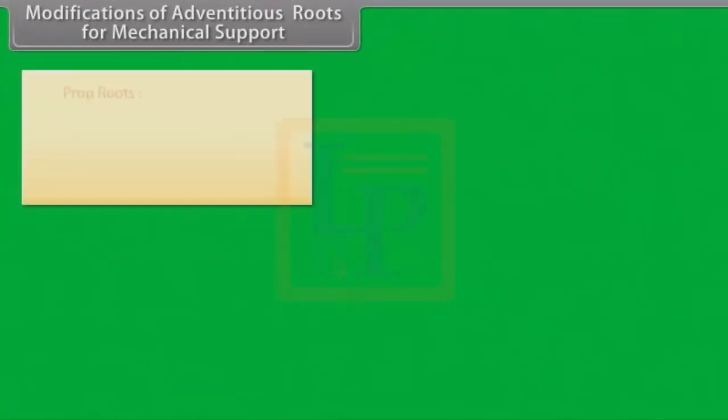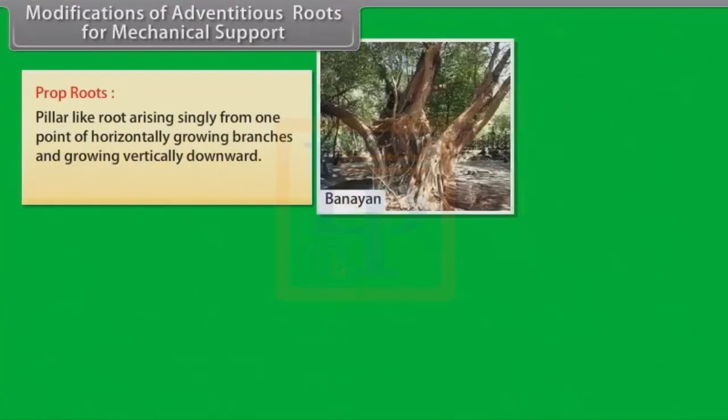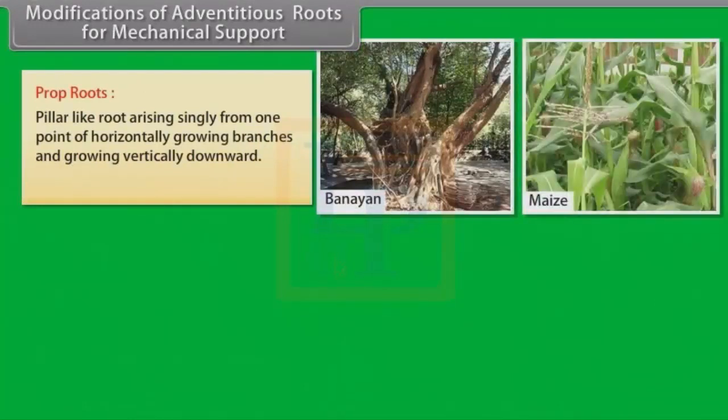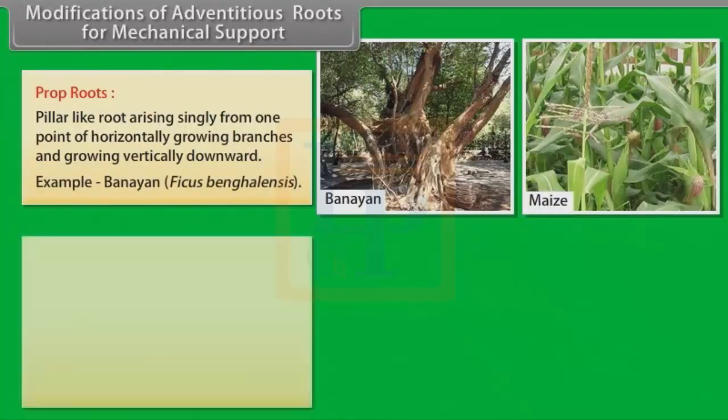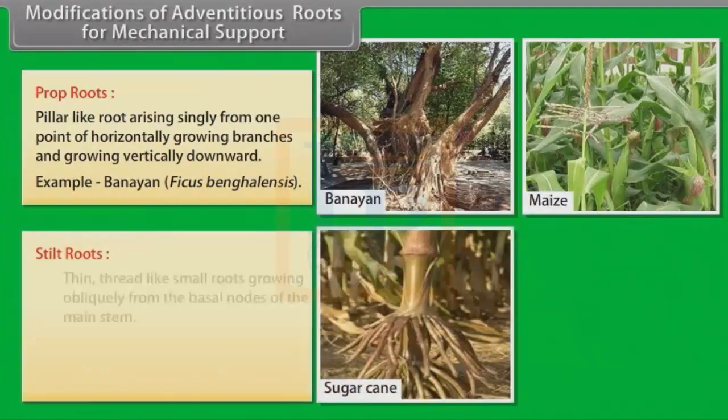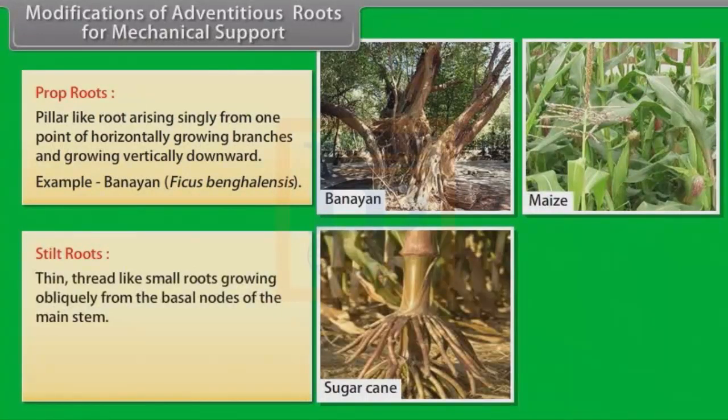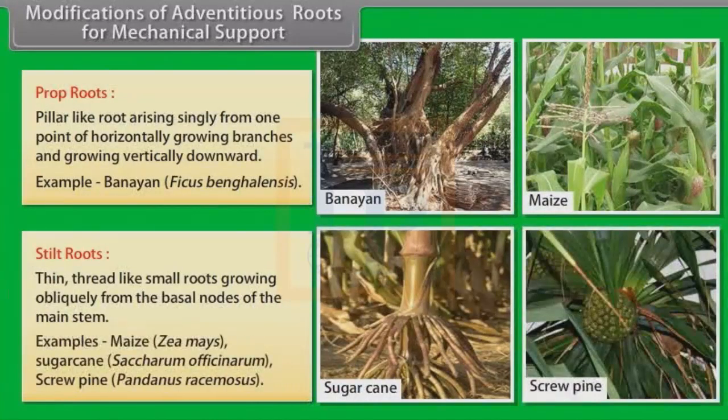Modifications of adventitious roots for mechanical support. Prop roots. Pillar-like root arising singly from one point of horizontally growing branches and growing vertically downward. Example, banyan. Stilt roots. Thin, thread-like small roots growing obliquely from the basal nodes of the main stem. Examples, maize, sugarcane, screw pine.